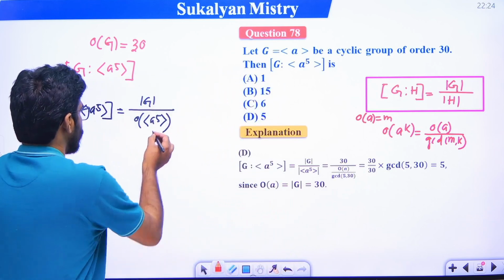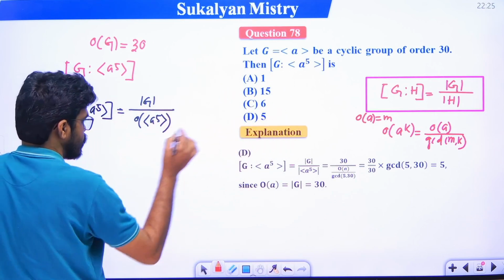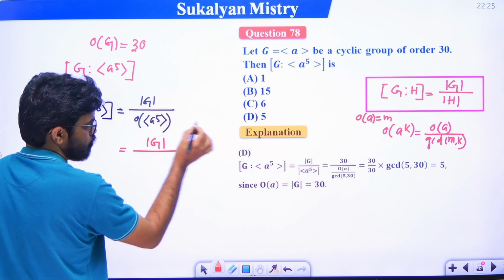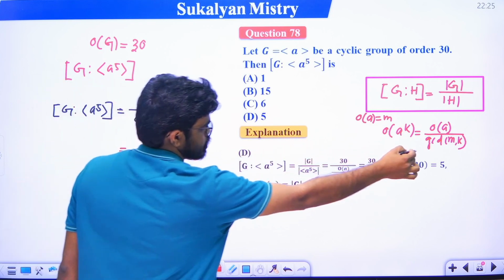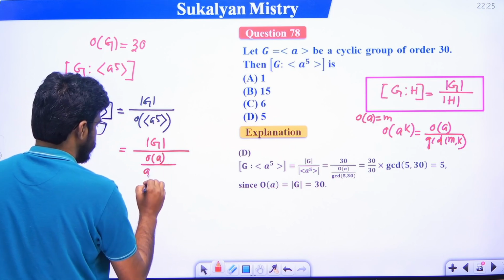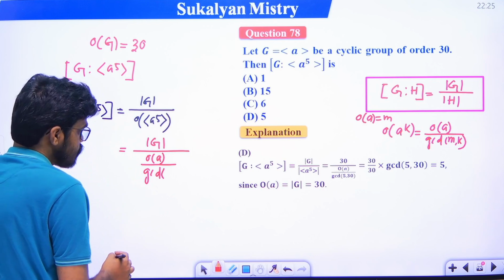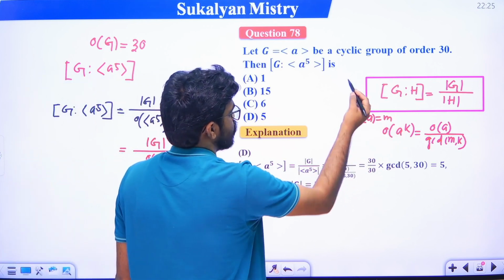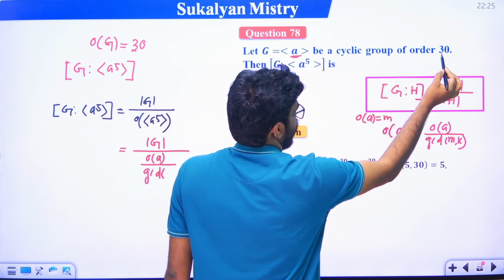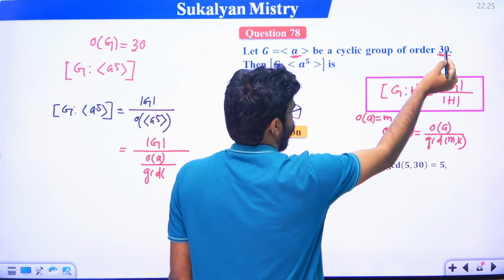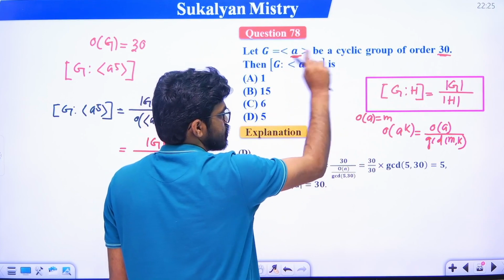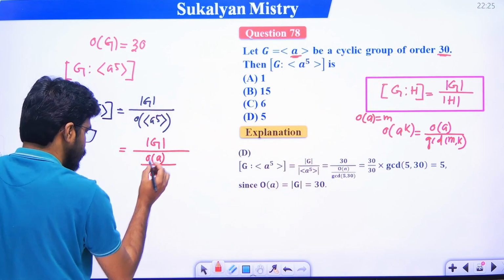Okay? So what is order of this? That means just apply this result. So order of G divided by order of A to the power k, order of A to the power k, that is order of A divided by GCD of m comma k, right? M is the order of this element. Look, here G is a cyclic group generated by the element A. What is the order of this cyclic group? Order of this cyclic group is 30. So order of its generator will be 30. So order of A is basically 30.